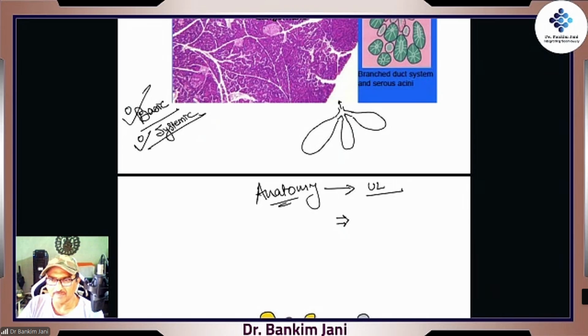Finished in 1.5 hours. Means upper limb is over in 1.5 hours. Is that what you are telling? In 1.5 hours, even the brachial plexus wouldn't be finished.